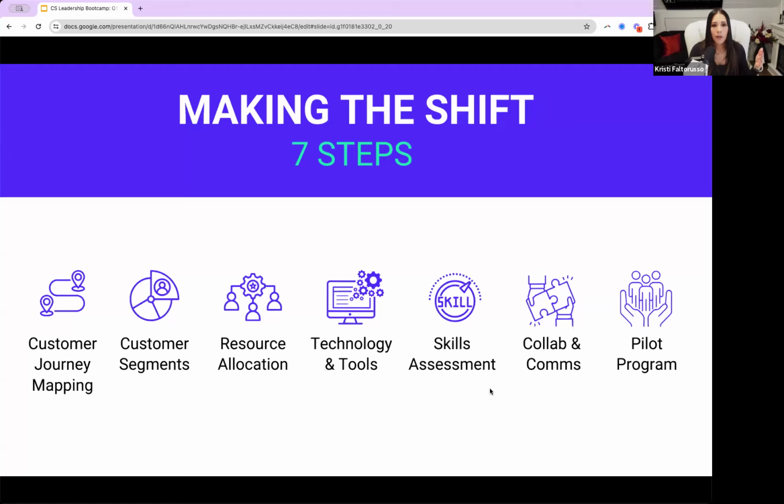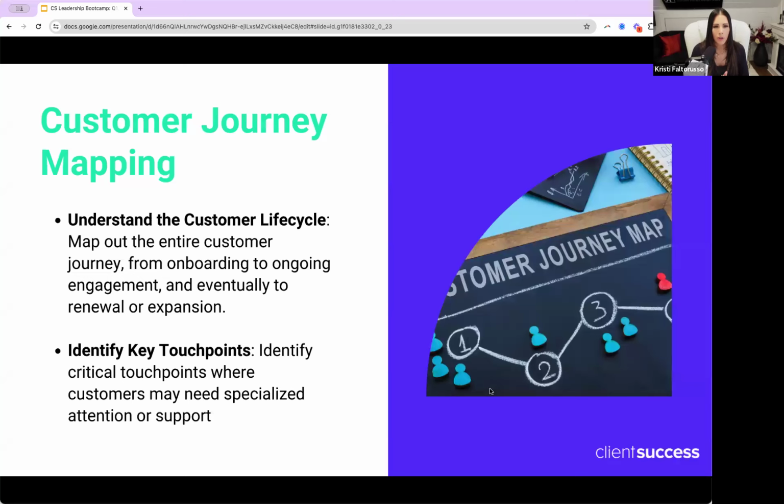All right. So now what we're going to do is dive into all 7 of these steps. I'm going to talk to you about the thought process around how to make these changes, what I considered, and how you can consider marching forward in this direction. So let's start with your customer journey mapping.